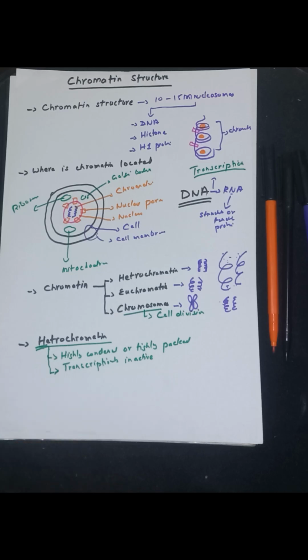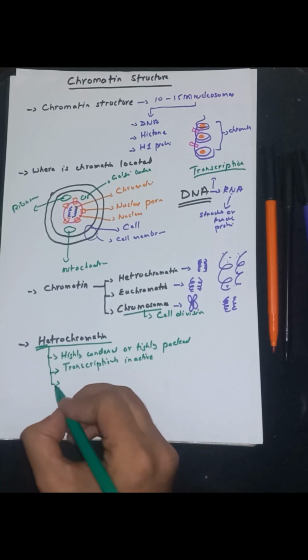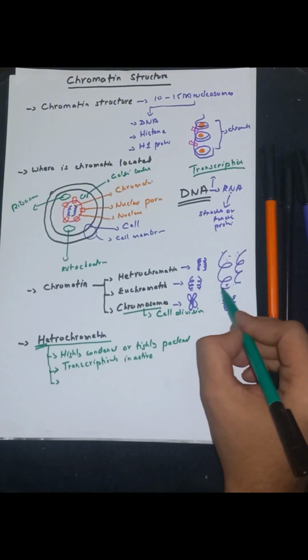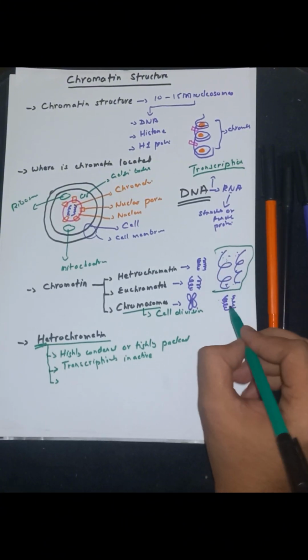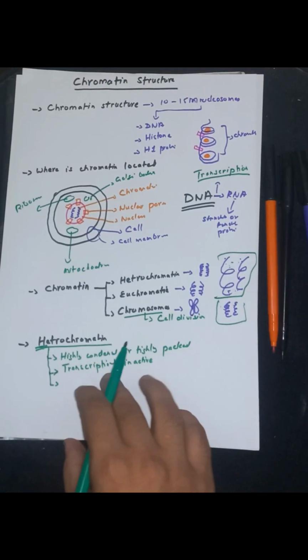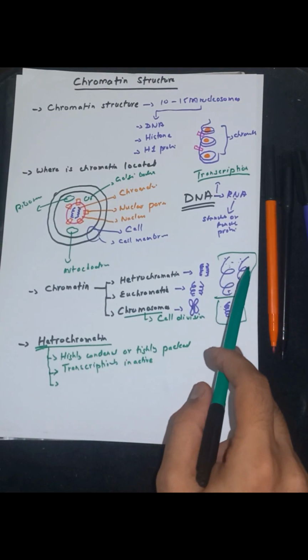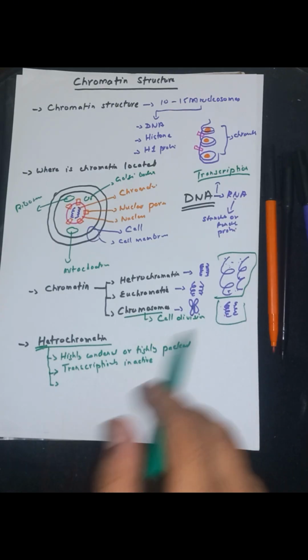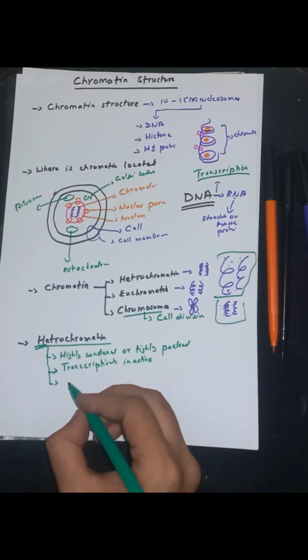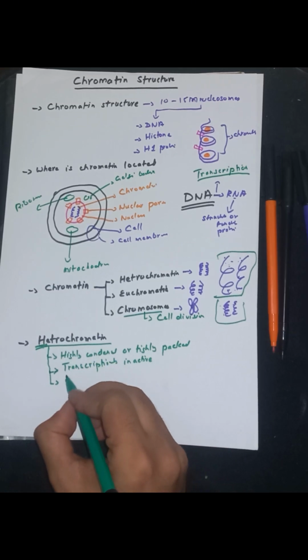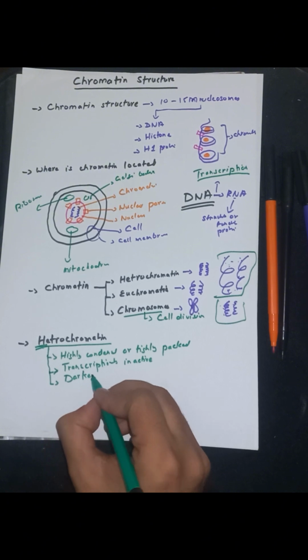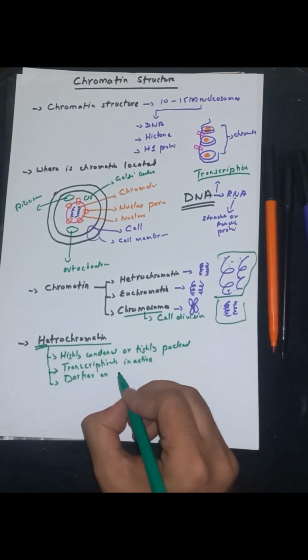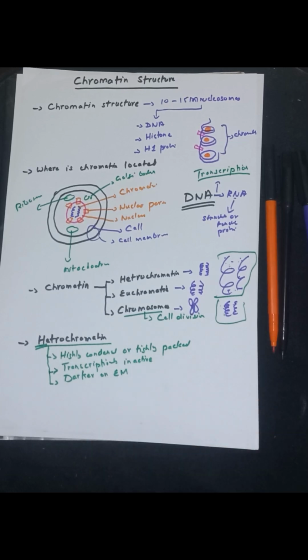So what is the third characteristic? If something is very condensed, look, this one I made loose and this one highly condensed. Now which one is looking darker, this one or this one? Definitely this one. Why? Because it is highly condensed. So a highly condensed heterochromatin will appear darker on electron microscope. This is the third characteristic of heterochromatin.